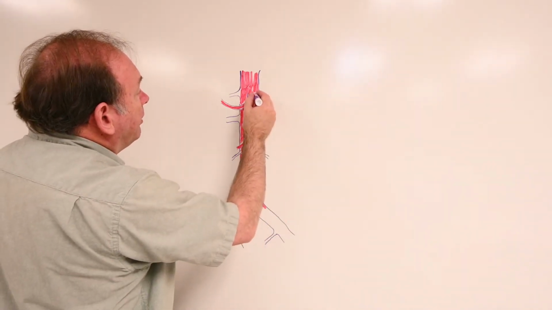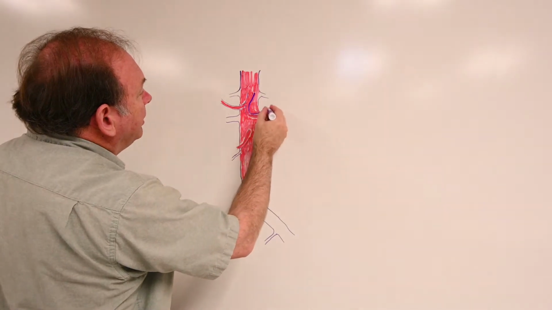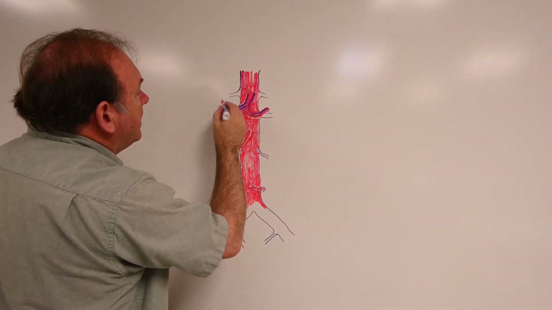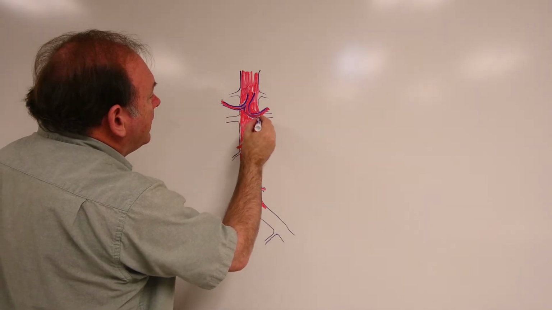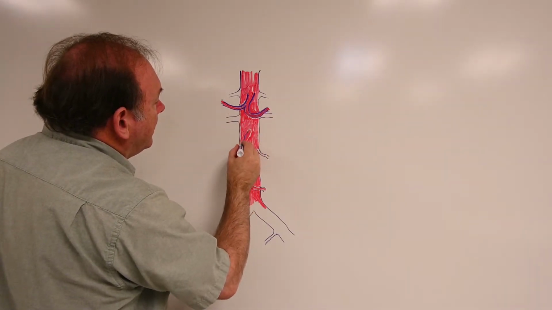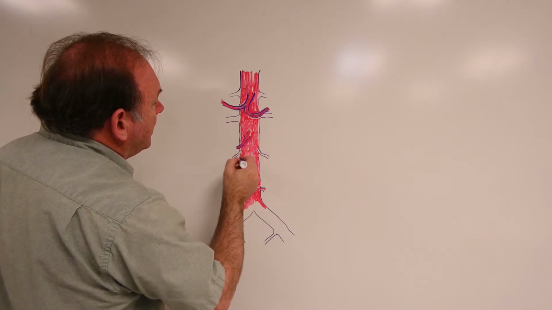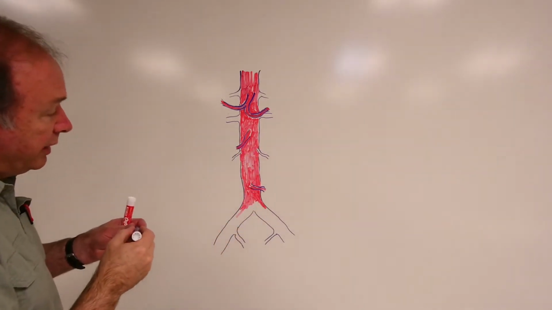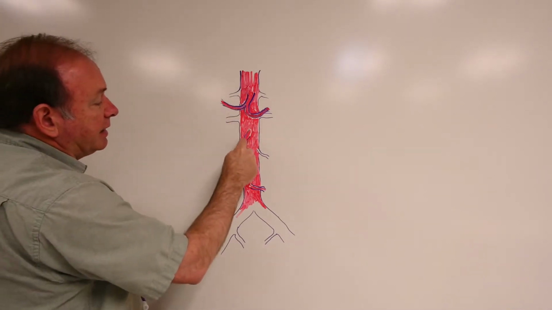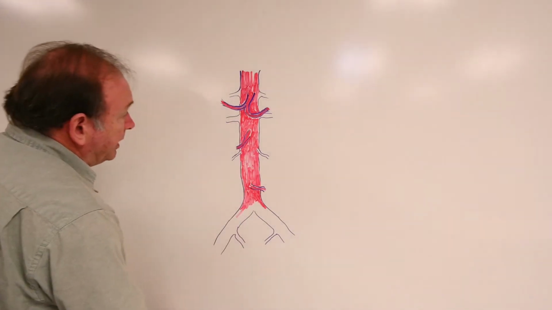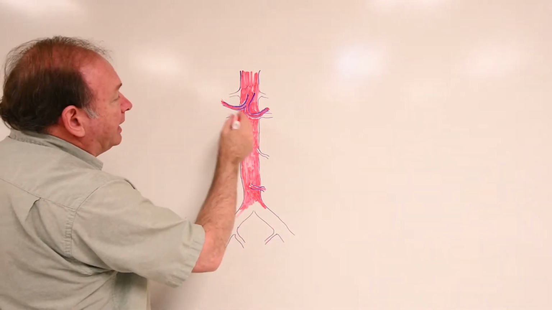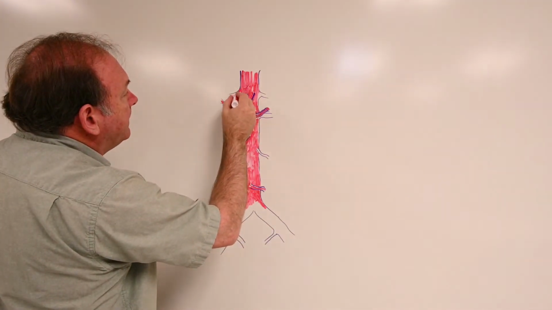Make sure I get my purple in here to show those up a little bit better. So those three vessels: celiac, superior mesenteric, and inferior mesenteric. Celiac splits into the hepatic and splenic branches there.